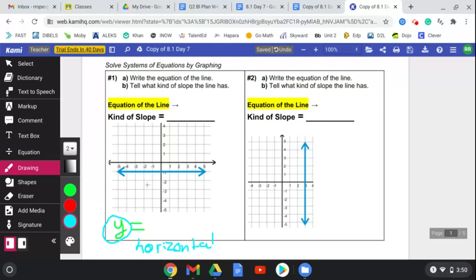It's y equals whatever number this is on. This is on the number what? What number is that right there? That is negative 1, right? So the equation of the line is y equals negative 1. That's the equation of the line.